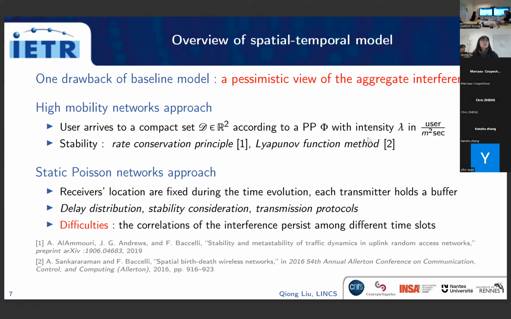So if we introduce the dynamicity of the networks, roughly speaking, there will be two kinds of approaches that combine stochastic geometry and queueing theory. The first I call the high mobility network approach. In these networks, users arrive in a compact set according to a point process with a density lambda in users per area, and each user will bring a file that needs to be transmitted. If this file has been transmitted successfully, the user will disappear from this area. The stability here can be studied using the rate conservation principle or the Lyapunov function method.